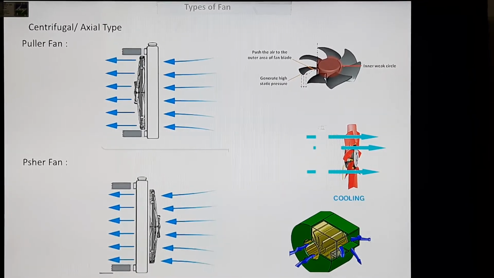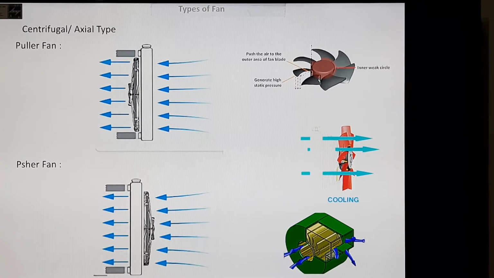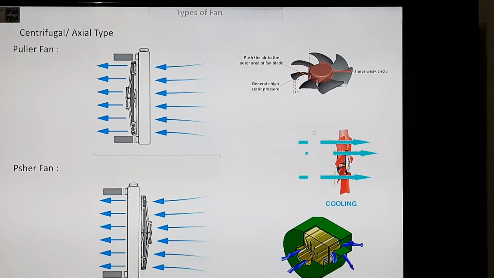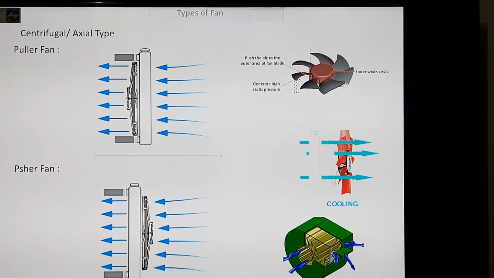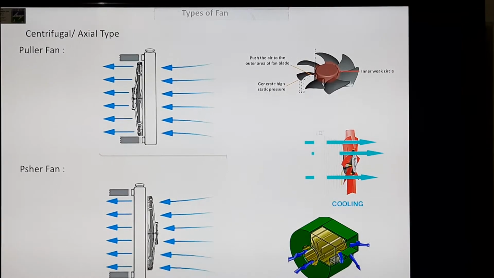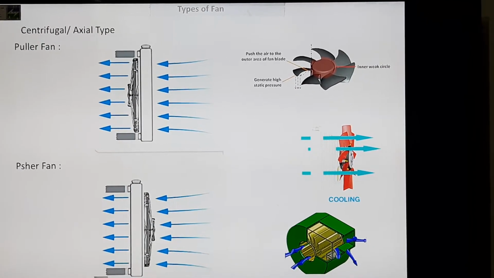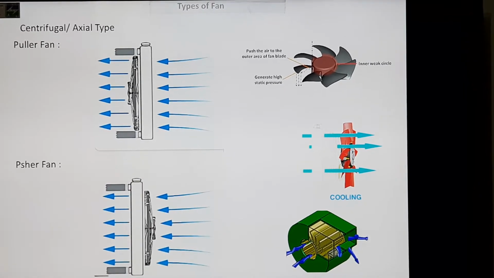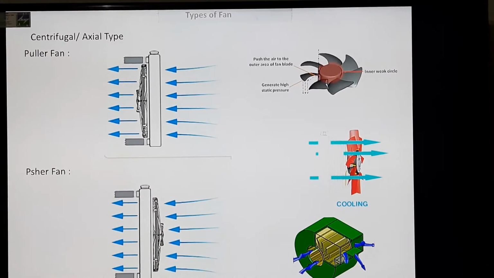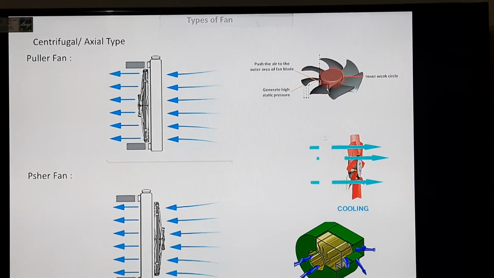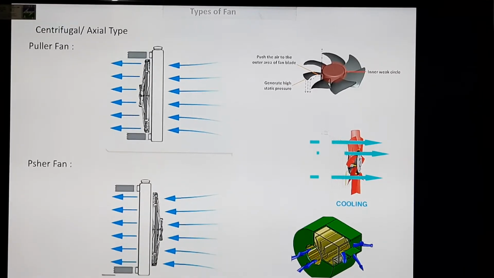What is a puller fan? A puller fan sucks the fresh air from the atmosphere across the cooler and throws it back to the under bonnet of the engine compartment. And a pusher fan is just vice versa. It takes the hot air from the engine compartment, flows it across the cooler and throws the hot air back to the atmosphere. Both puller and pusher fans are used in applications.